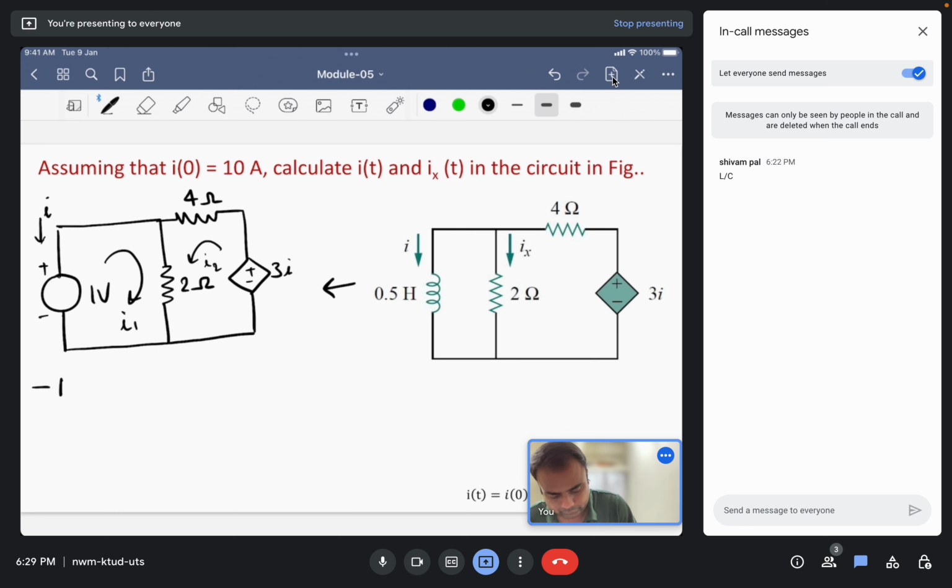So let us write the KVL for both the loops. Minus 1 plus 2 times I1 plus 2 times I2 is equal to 0. So I1 plus I2 is equal to 1 by 2. So this is equation number 1.